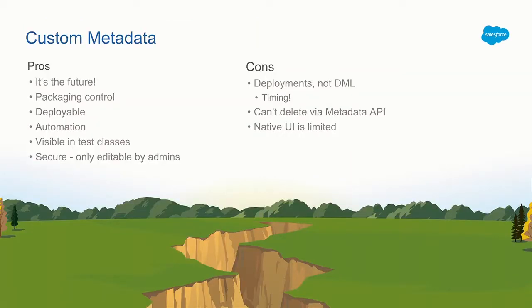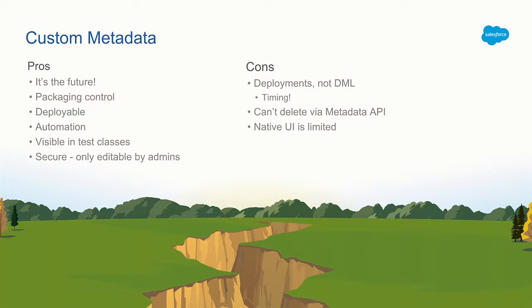So just to review, we should all be using custom metadata. List custom settings are dead. A few cons to call out. You cannot use direct DML from Apex. And we're going to get into that in our demo. So you have to touch these records from Apex using the Metadata API. It's not direct DML. That being said, you can't delete records via the Metadata API.